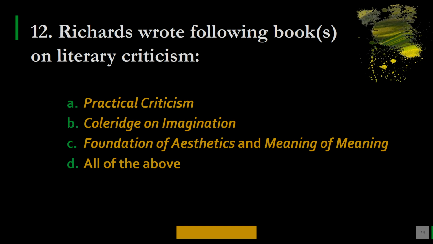12. Richards wrote the following book or books on literary criticism. Options are A. Practical Criticism, B. Coleridge on Imagination, C. Foundation of Aesthetics and Meaning of Meaning, D. All of the above. So which book or books are composed by I.A. Richards? And the correct option is D. All of the above. So all these books have been composed by I.A. Richards.